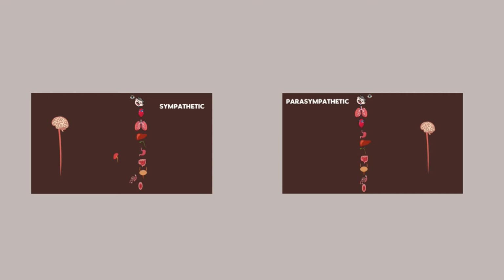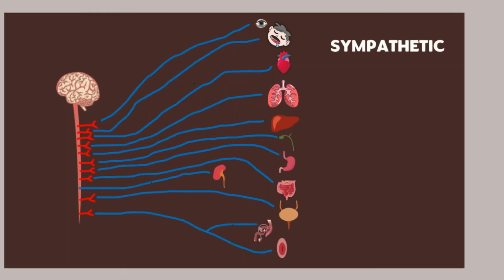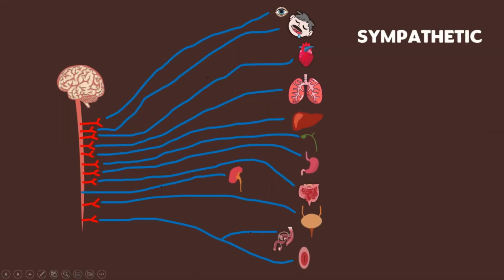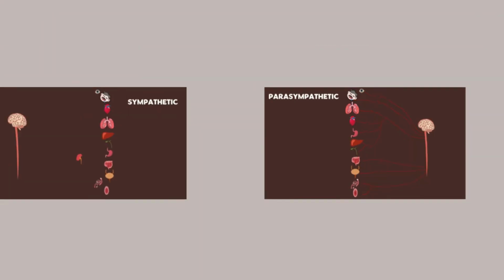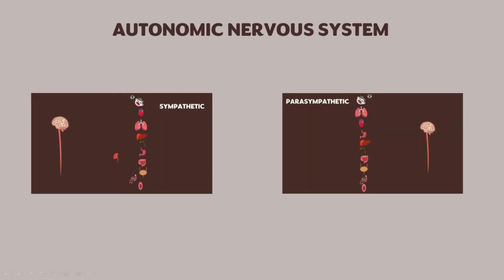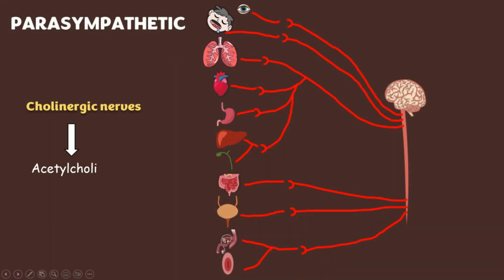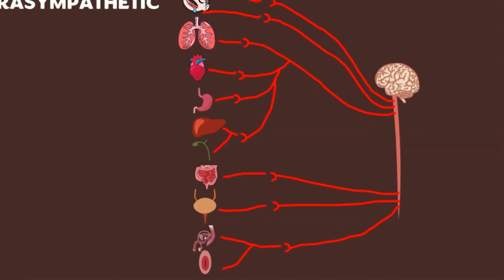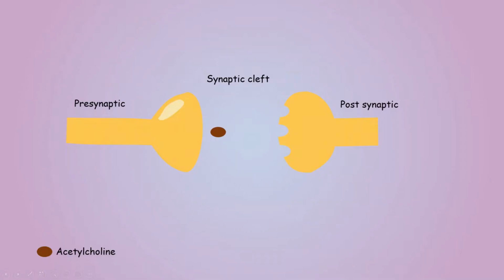The autonomic nervous system is divided into the sympathetic and parasympathetic nervous system. But how are nerve impulses transmitted, and which receptors are responsible for each system? In the parasympathetic nervous system, cholinergic nerves release the neurotransmitter acetylcholine, while in the sympathetic nervous system there are adrenergics, but in this video we will focus mainly on adrenergic neurons.